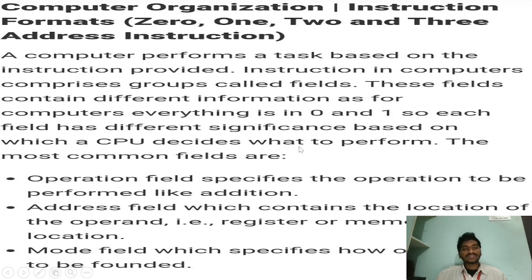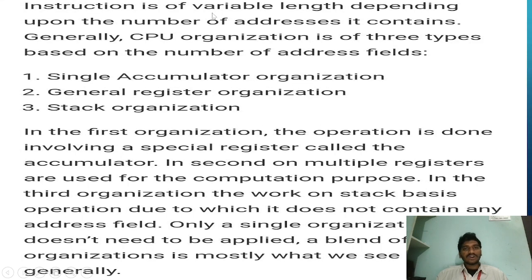The most common fields are: the operation field, which specifies the operation to be performed, like addition; the address field, which contains the location of the operand, that is, a register or memory location; and the mode field, which specifies how the operand is to be found. An instruction is of variable length depending upon the number of addresses it contains.